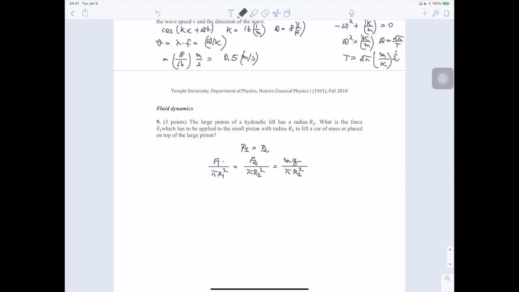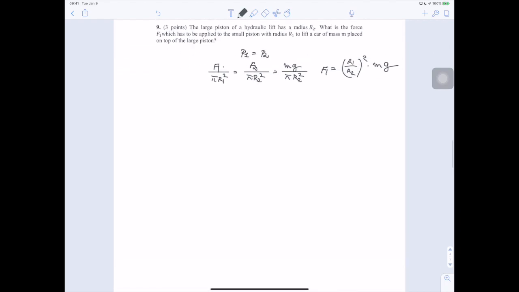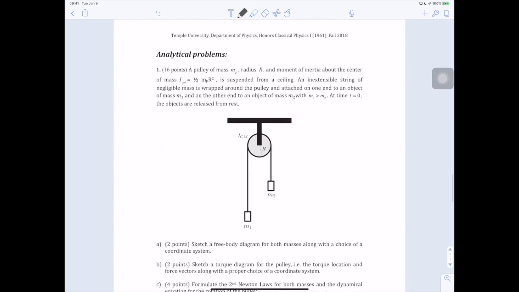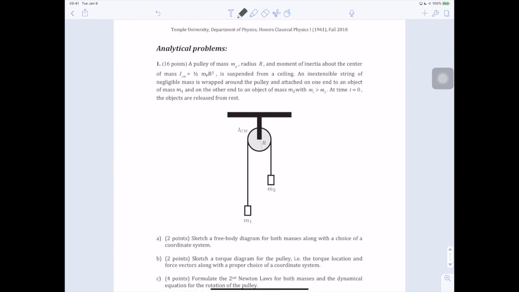And now you can solve this for F1, and therefore have R1 over R2 squared times mg. Okay, so let me just pause here for a moment, and then we do the analytical problems.